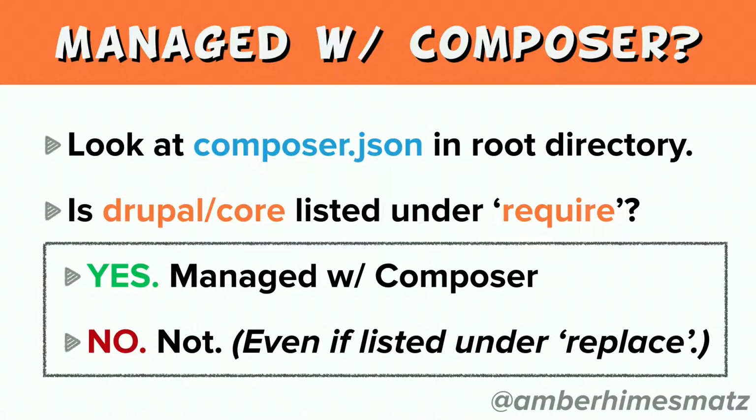You can also look at the composer.json in the root directory of your Drupal site and look for drupal/core. You'll see a JSON array, organized in different ways. There are these keys, so you'll have a require key, and then indented under that will be a list of things. If you see Drupal core listed under require, then it's managed with Composer. If it's listed under replace, then it's not managed. So even if it's in there, you don't want to just look for Drupal core. You want to see which key it's under. That's how you need to find out if your site is managed under Composer or not.